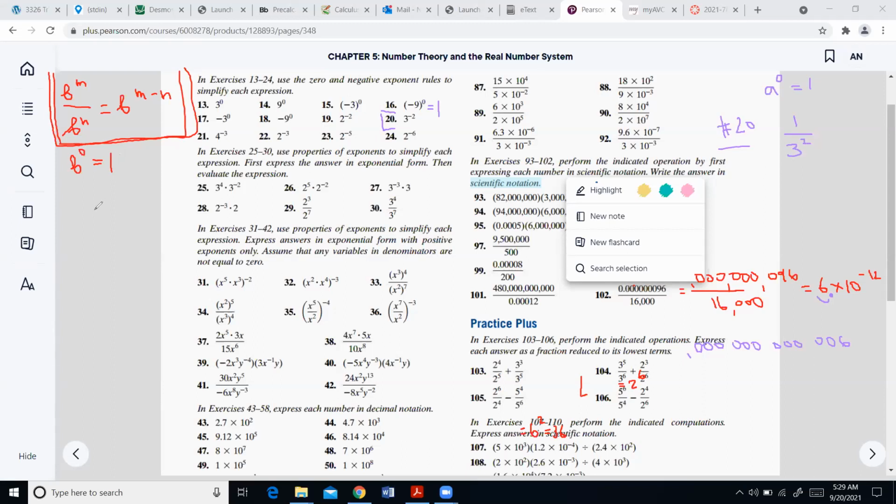Again, the reason is I'm using that negative power property, e to the power of -n, the way we turn negative powers to positives, right? So I bring this 3 down to the denominator and have 1 over 3 squared, which is equal to 1 over 9. And that's the answer.